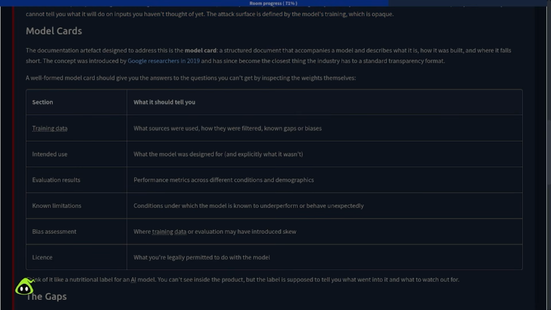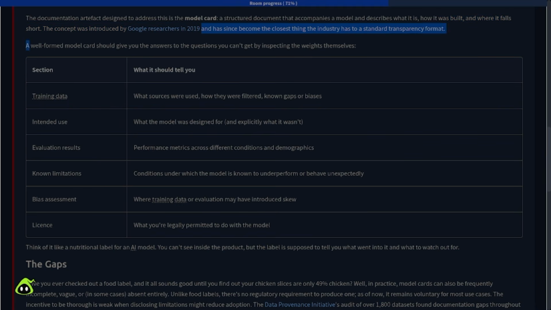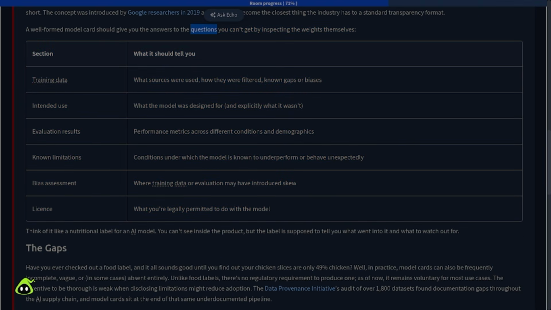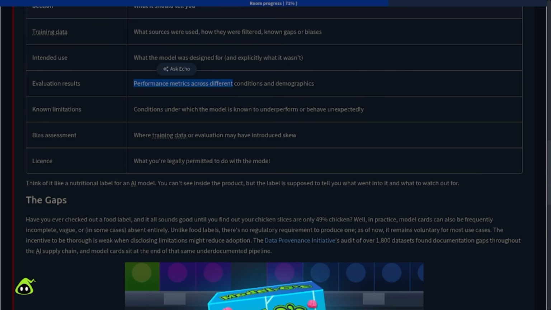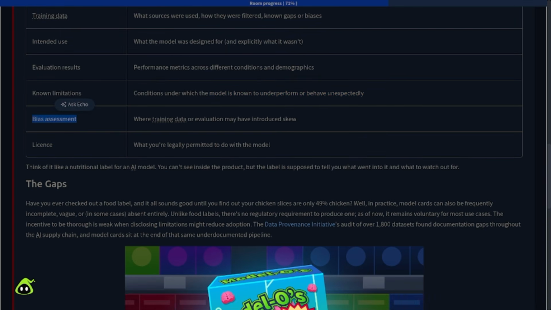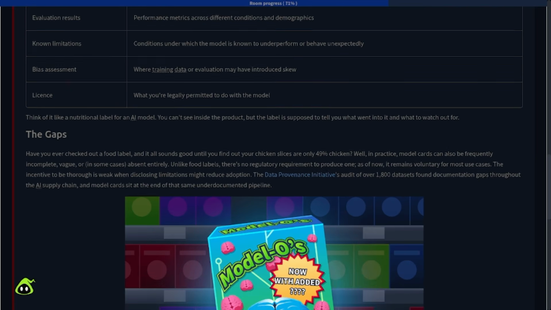Model cards are the documentation artifact designed to address this. A model card is a structured document that accompanies the model and describes what it is and how it was built. The concept was introduced by Google researchers in 2019 and has become the closest thing the industry has to a standard transparency format. A well-formed model card should give you answers to the questions you can't get by inspecting the weights themselves. The training data: what sources were used and how they were filtered. The intended use: what the model was designed for. The evaluation results: the performance metrics across different conditions and demographics. The known limitations: the conditions under which the model is known to underperform. The bias assessment: where bias may have been introduced. And the license: what you are legally permitted to do with the model is also a great question.